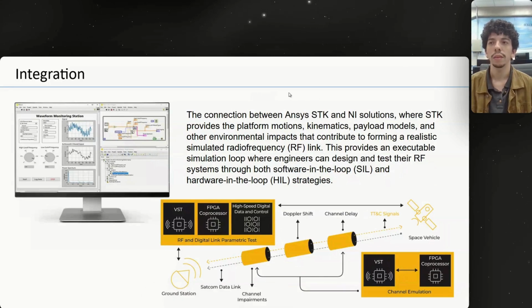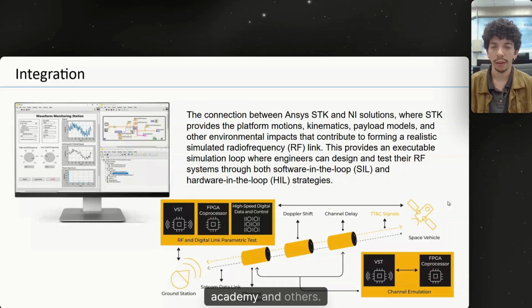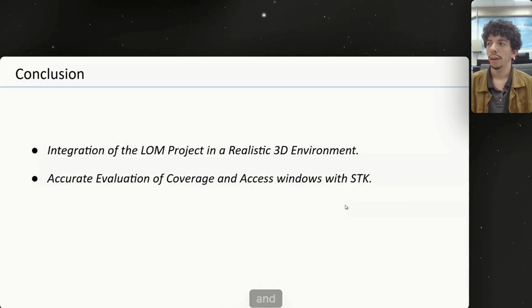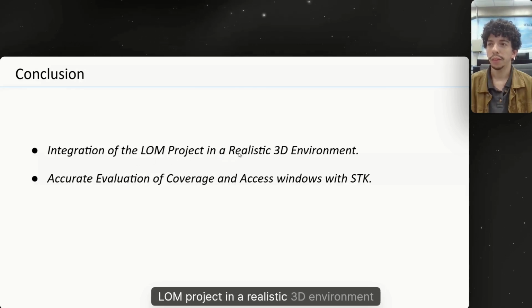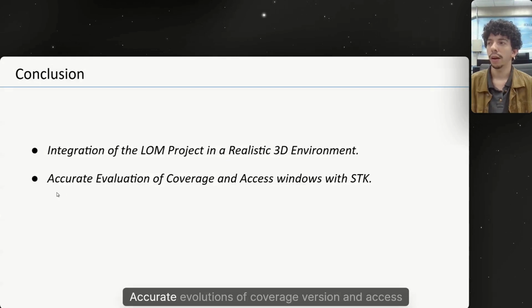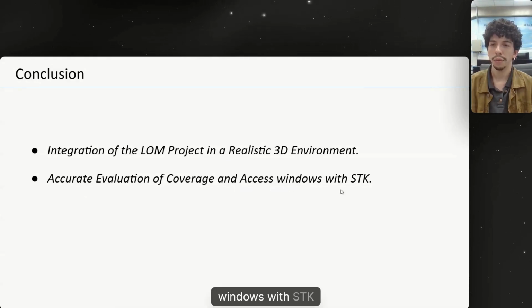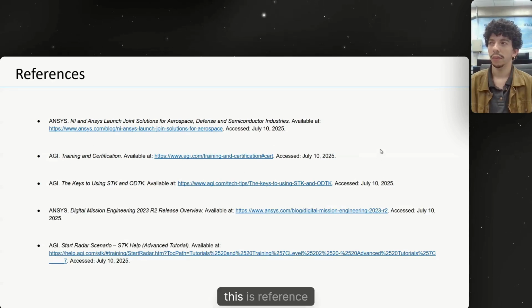Okay, these two integrated solutions are big solutions for your work and your solutions in industry, academia, and others. Conclusion: integration of the project in a realistic 3D environment, accurate evaluations of coverage and access windows with STK. This is the reference.